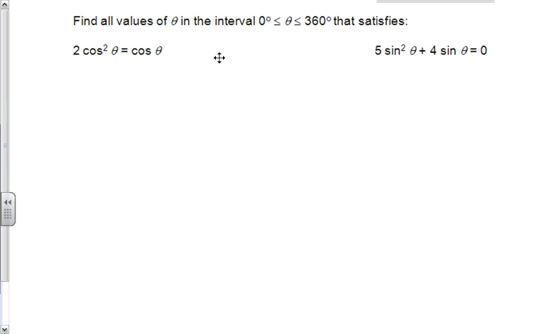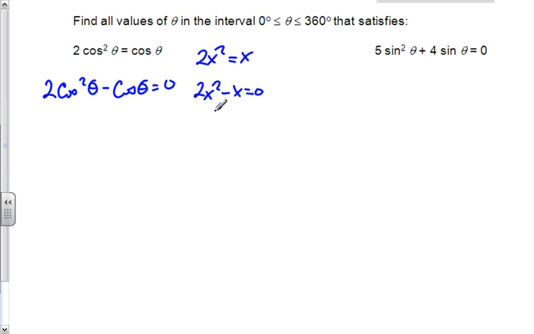But if I wanted to solve something like this, 2x squared equals x, what we're going to do is we're going to get everything equal to 0. So 2x squared minus x equals 0, and work on it the same exact way. All right, so doing that, I'm going to subtract cosine. I'm going to get 2 cosine squared theta minus cosine theta equal to 0.